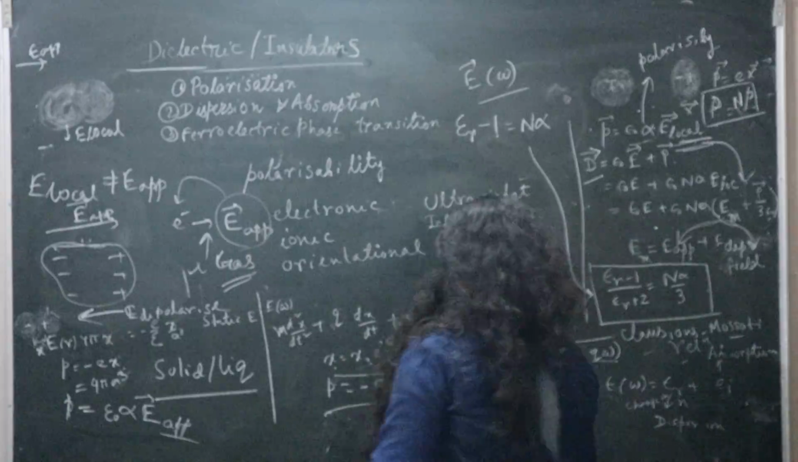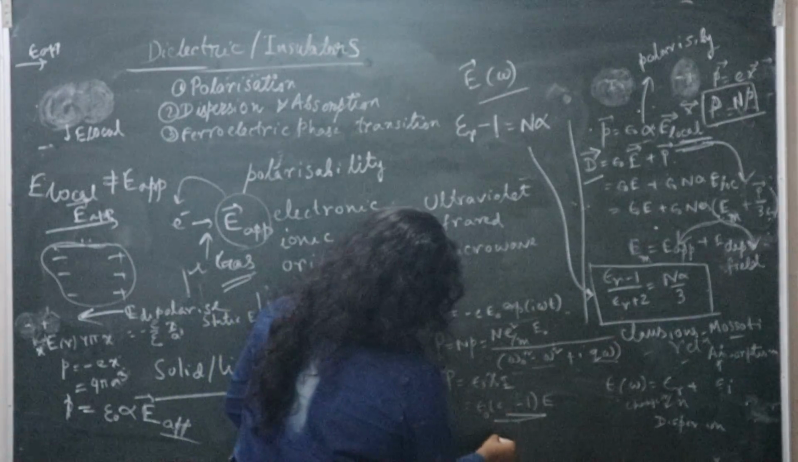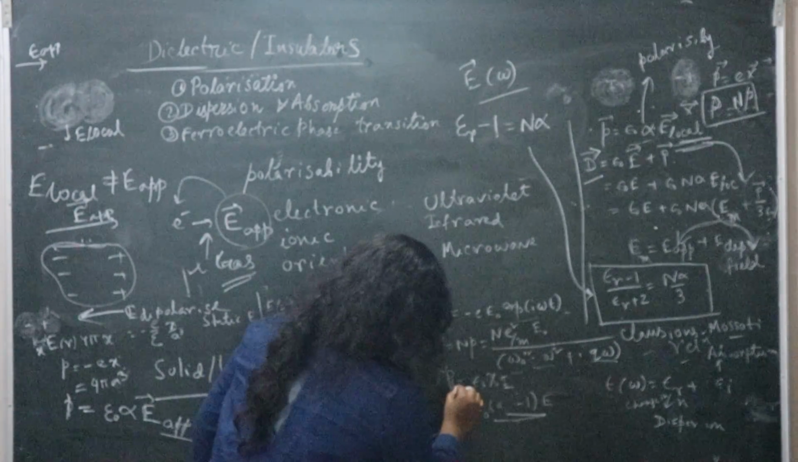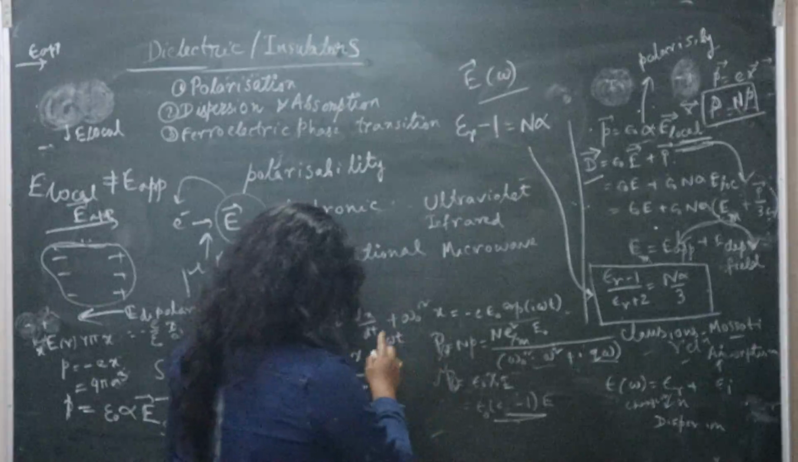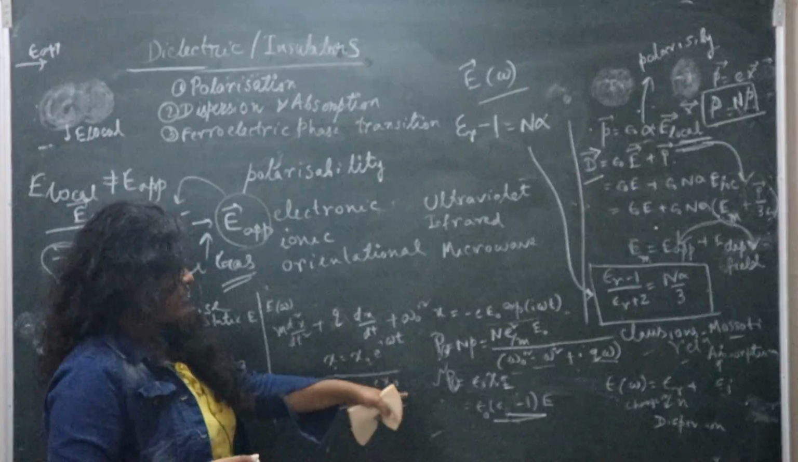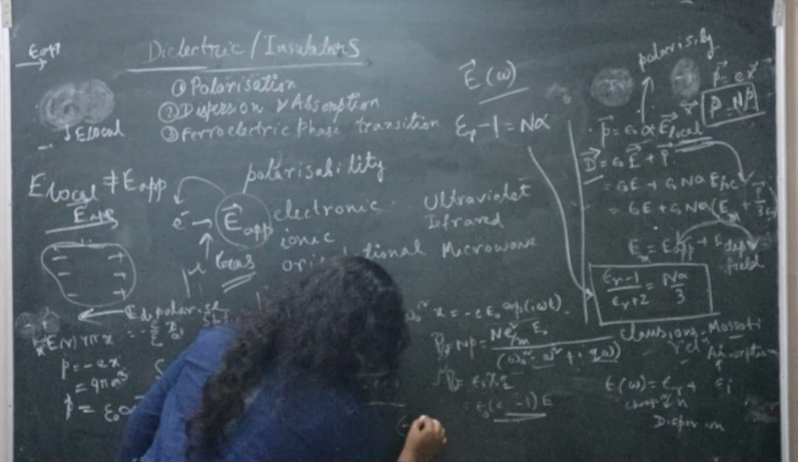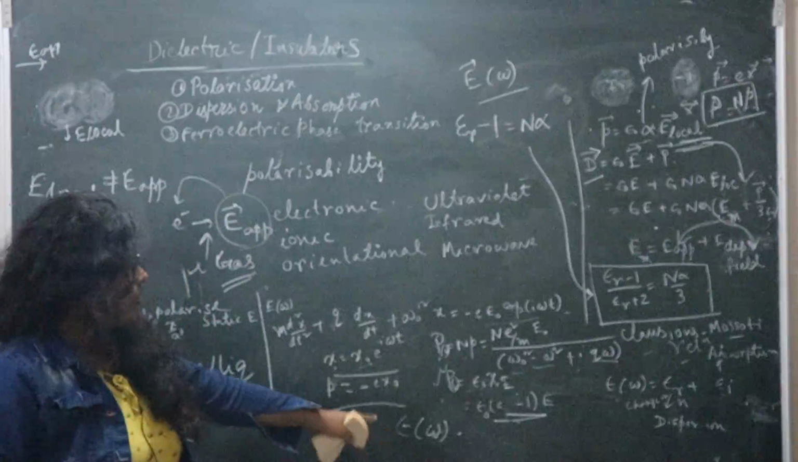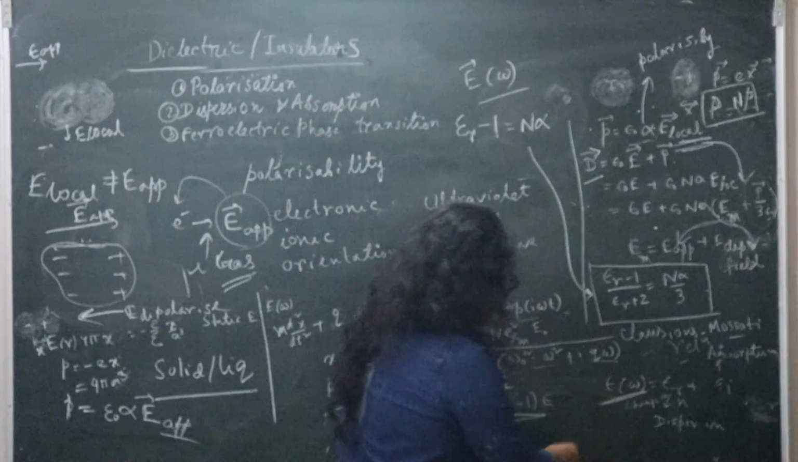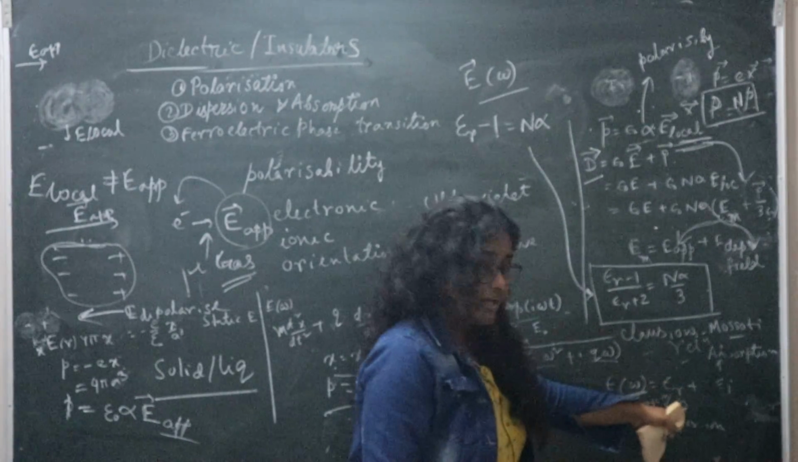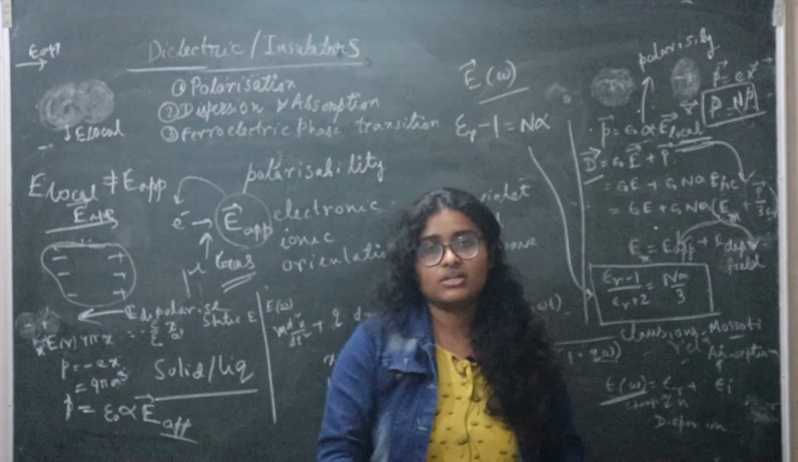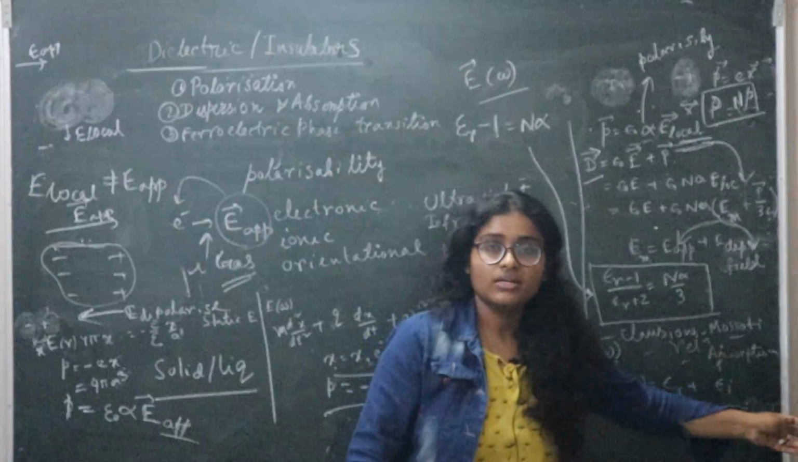So here you can understand that epsilon is also dependent on frequency, because polarization, the dipole moment, is dependent on frequency. Hence the polarization is dependent on frequency, and hence the dielectric constant is also dependent on frequency, and it is not only real but has an imaginary part. So the dielectric constant, a function of frequency, has some real part plus some imaginary part. Now what does the real part represent, and what does the imaginary part represent?